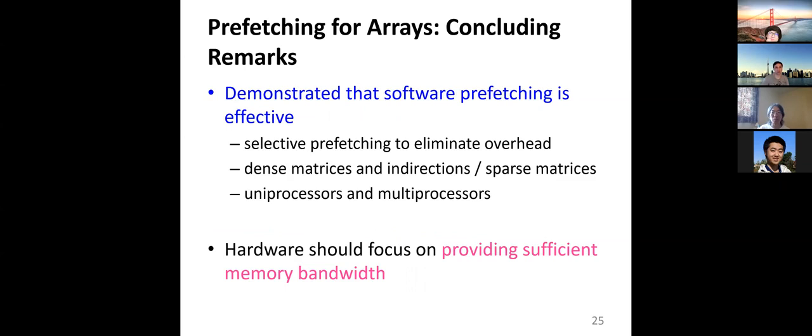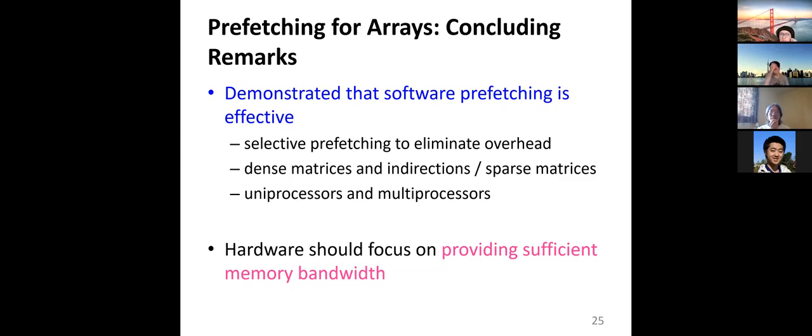We can deal with dense matrices and indirections. It's helpful actually for both uniprocessors and multiprocessors. Essentially, the responsibility of hardware, from the perspective of this paper, was to provide sufficient memory bandwidth, so we can handle the complexity of prefetching and what to do. Hardware, give me enough bandwidth.